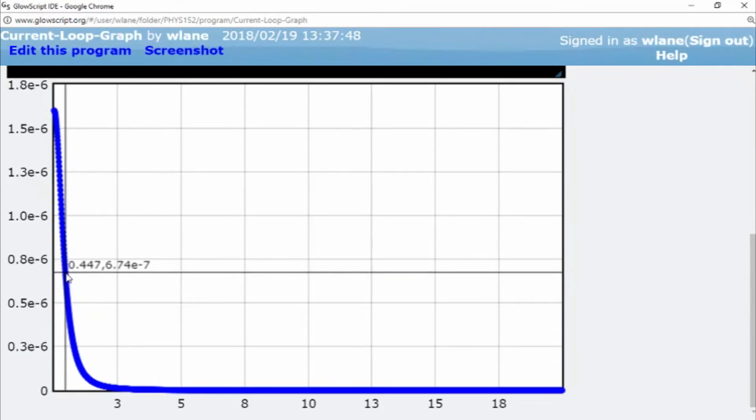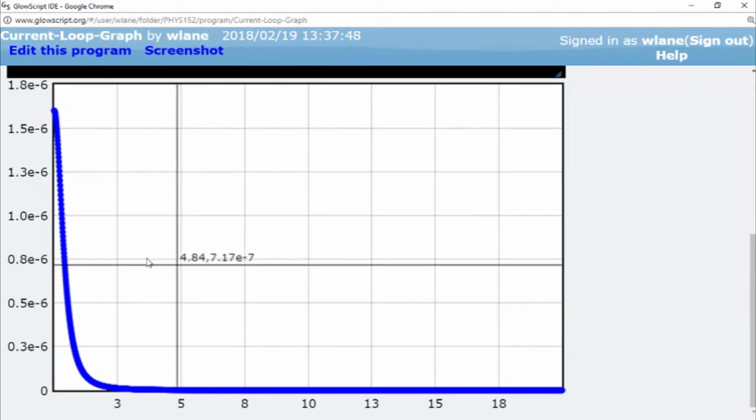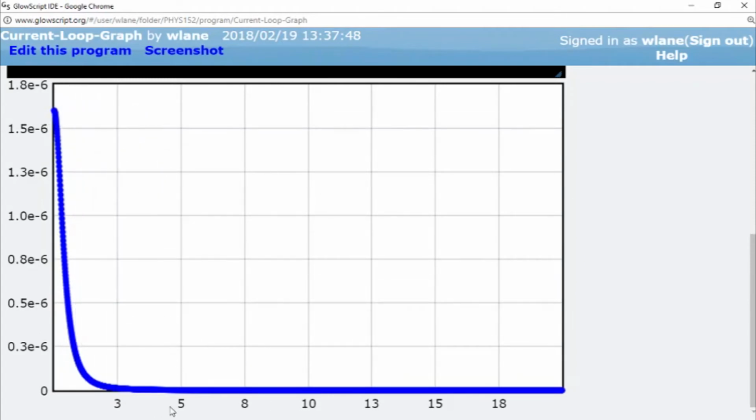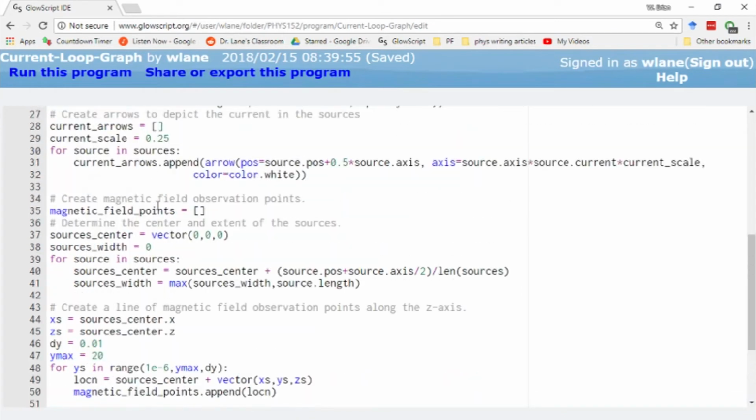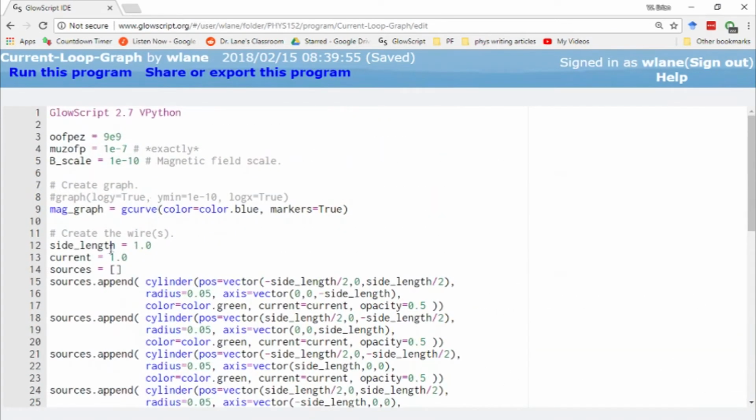So here's a real life example of an inflection point. And so the question becomes, what controls the shape of this graph? What controls the height of it and what controls the width of it? We've got 2 major things we can play around with. We've got, like we saw before, the side length and the current. Let's try the current first.